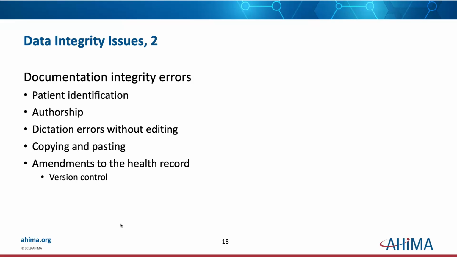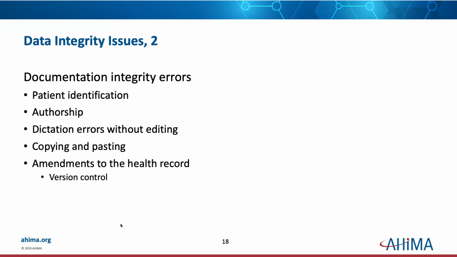There are documentation integrity errors with patient identification. It is possible to have patients who have the same first and last name and date of birth. That is very possible, and if you pick the wrong one, you're putting the wrong information on the wrong patient. And how do we capture that? How do we figure that out?